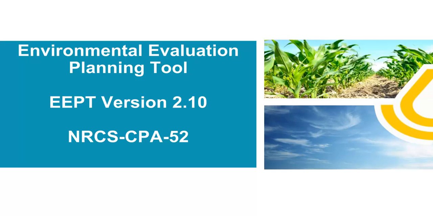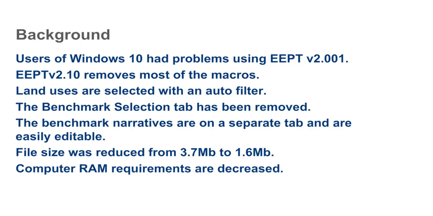This video will give the viewer an overview of using the EEPT version 2.10 to document the Environmental Evaluation, or NRCS CPA 52, in an example planning situation.